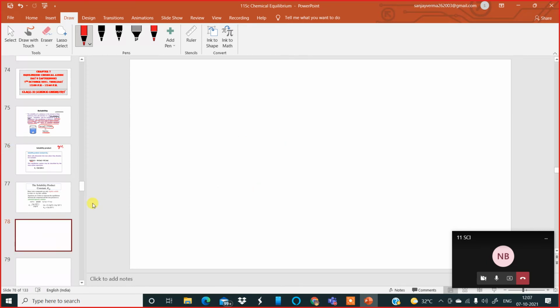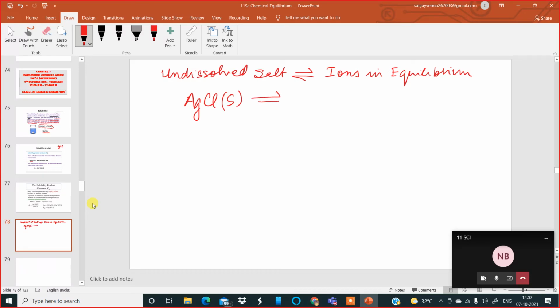To explain that, try to understand this concept. The undissolved salt is in equilibrium with the ions. Let us take an example of a sparingly soluble salt like silver chloride. If I put silver chloride salt, which is sparingly soluble, in water, it gives the following ions: Ag+ (aq) and Cl- (aq).